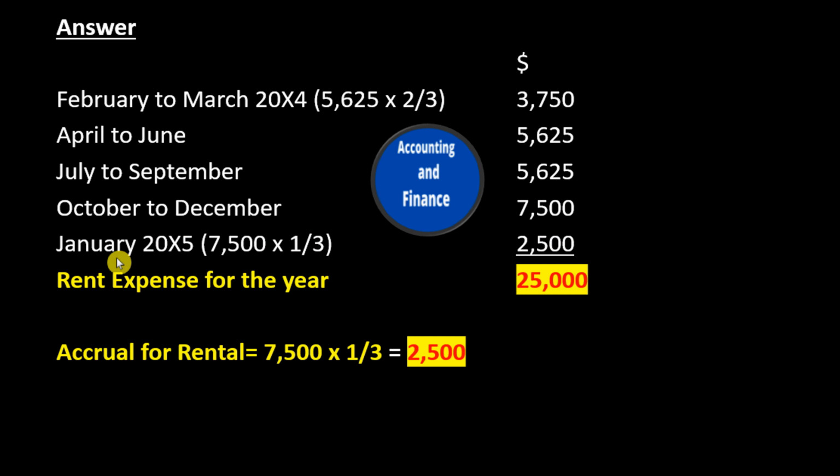January 20x5, 7,500 times 1 over 3, $2,500. Rent expense for the year, $25,000. Accrual for rental equals 7,500 times 1 over 3 equals 2,500.